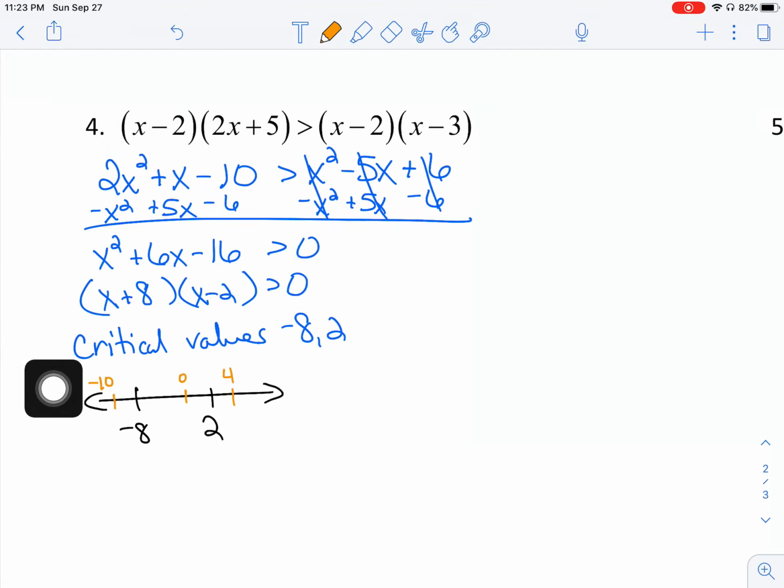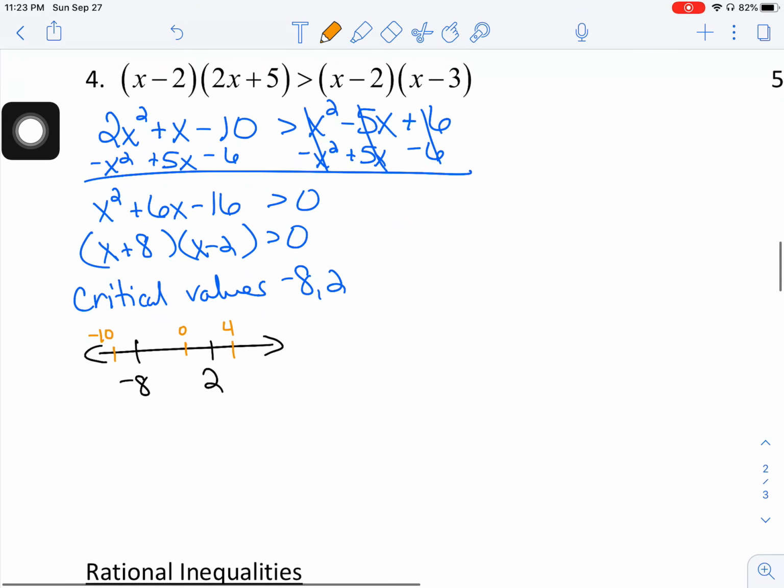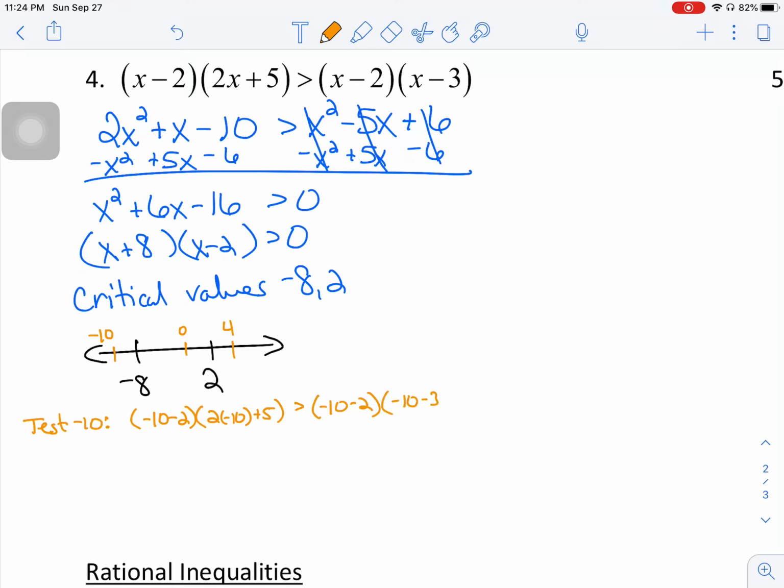And you are going to test negative 10. Now this one I'm actually going to show you. I normally don't, or on that last one didn't show the test, but I'm going to show it here, okay? It's just so you understand. If we are testing negative 10, what does that mean? So we're going to do negative 10 minus 2, 2 times negative 10 plus 5 is greater than negative 10 minus 2 and then negative 10 minus 3.